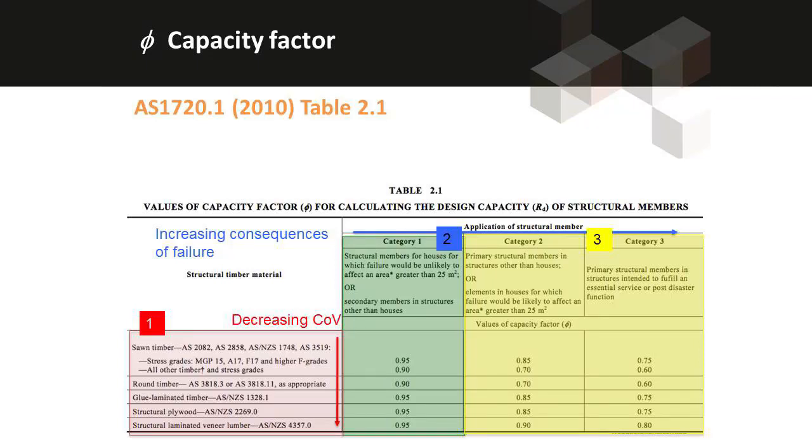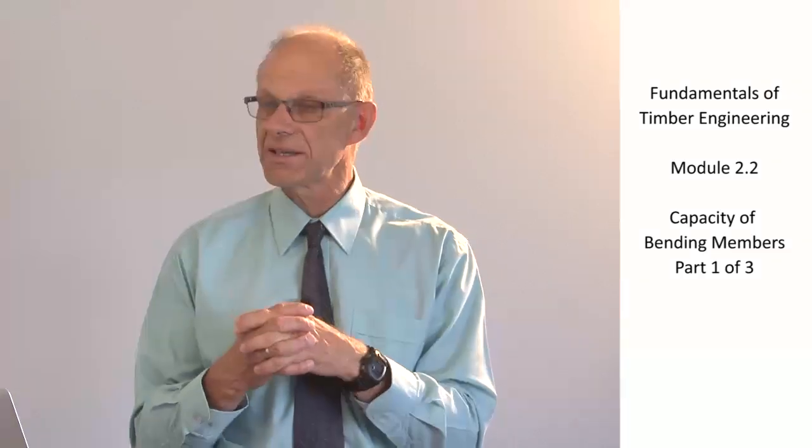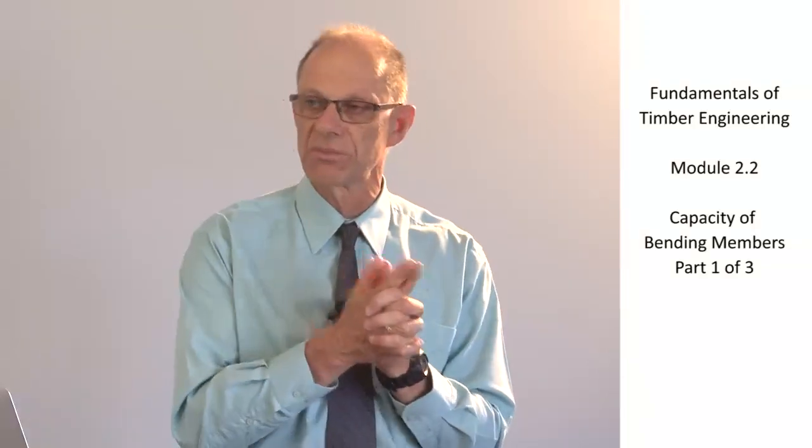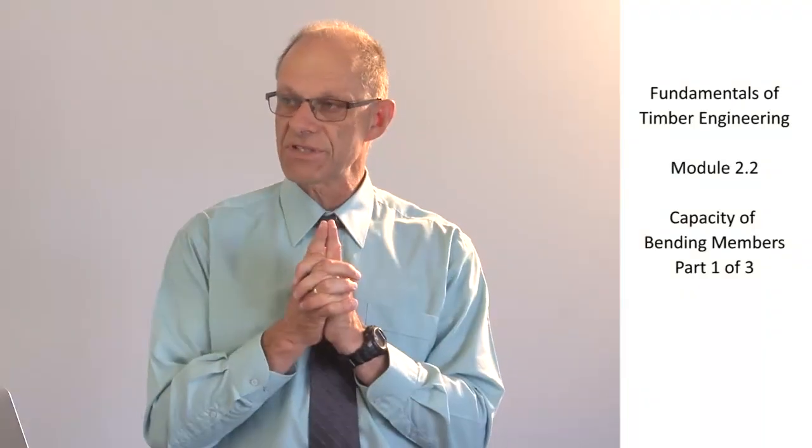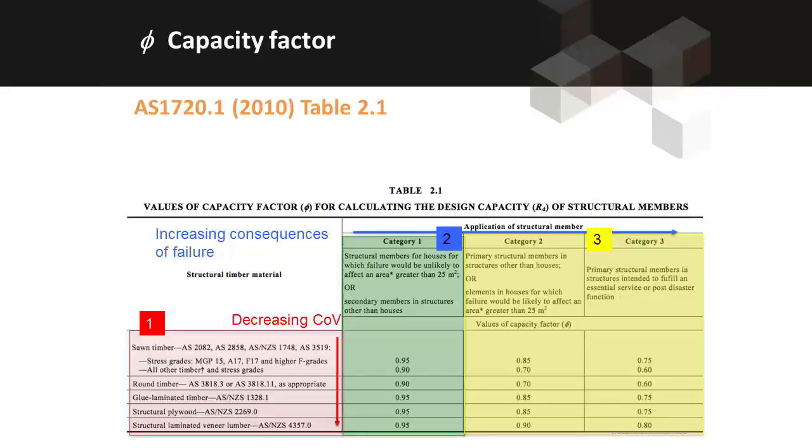So, in summary on capacity factors, first step, and that's the red rectangle on this slide, is to look at the product, work out which product we're using, and that will tell us which row we're looking along. The second thing is to work out the application category of the structure. So we're making a decision, is it a primary element or a secondary element? If it's a secondary element, we're looking in category 1, which is the green shaded rectangle on this slide.